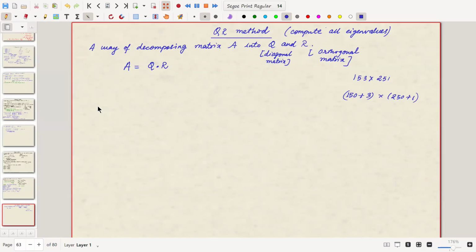Yes, so what we are doing here, we are decomposing the square matrix A into an upper triangular matrix and an orthogonal matrix. A equals Q into R. And our idea is this decomposition will help us to find all the eigenvalues of the matrix A. We will see how. Okay, fine.